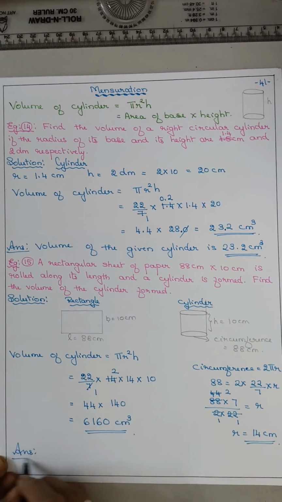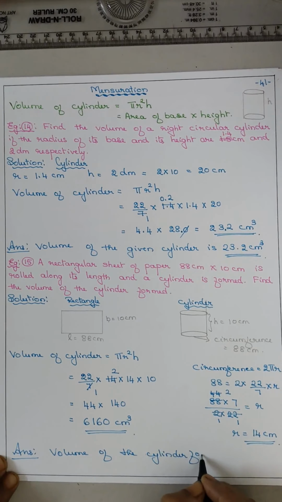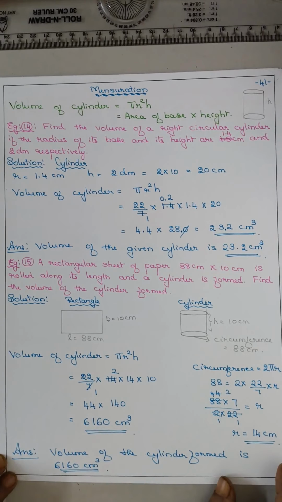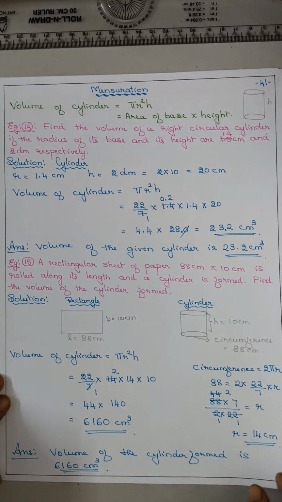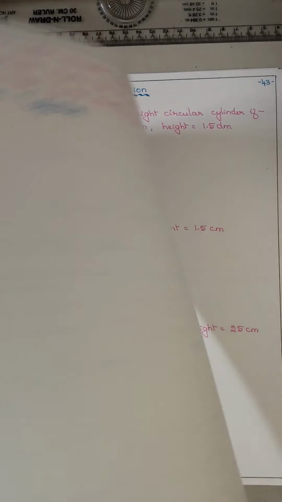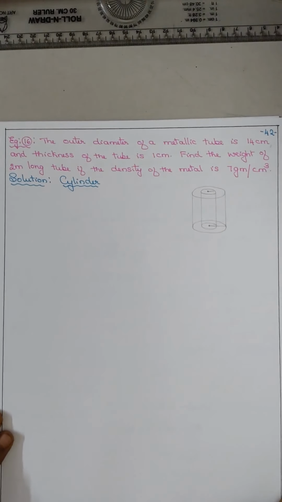Answer: volume of the cylinder formed is 6160 centimeter cube. That was example 15. Is it clear? Now coming to example 16. A little bit lengthier sum.